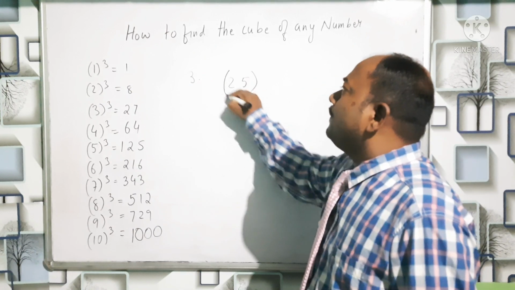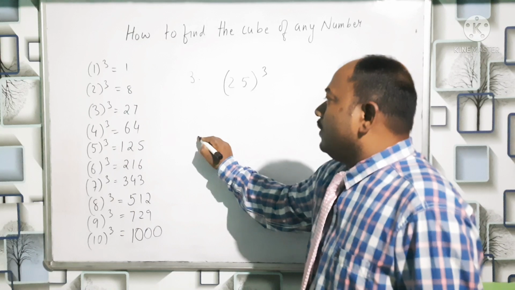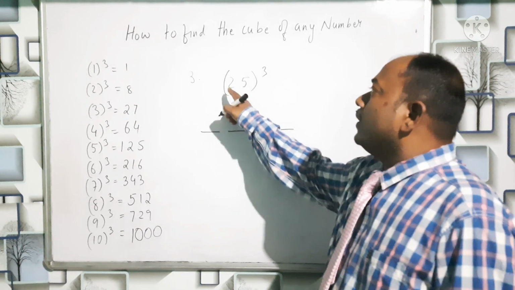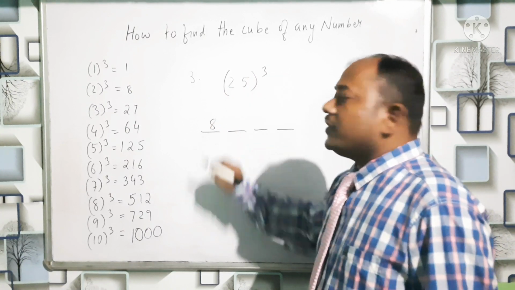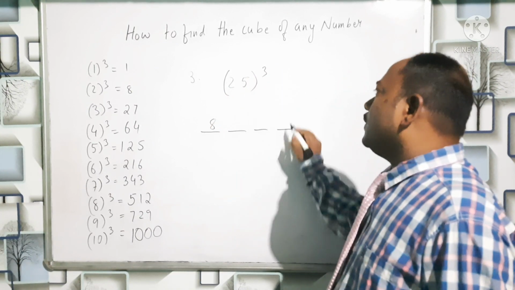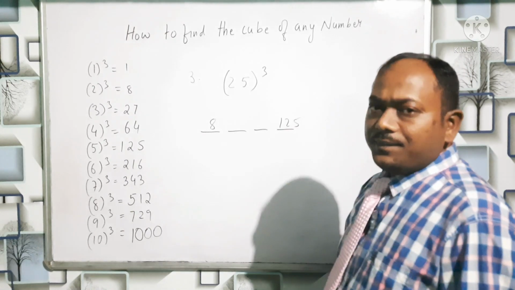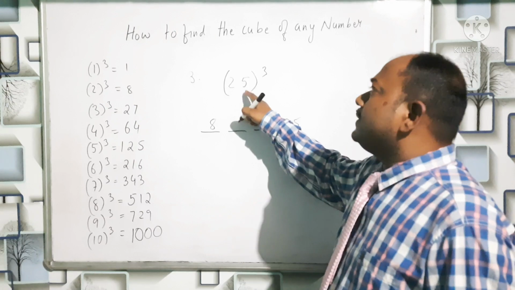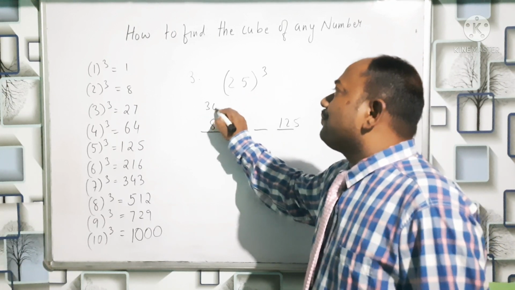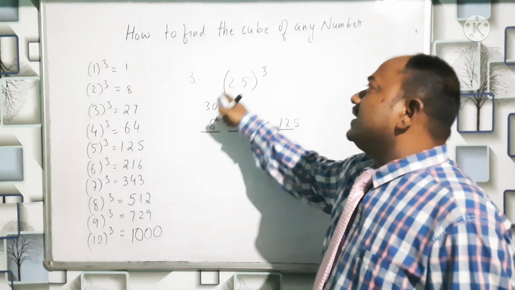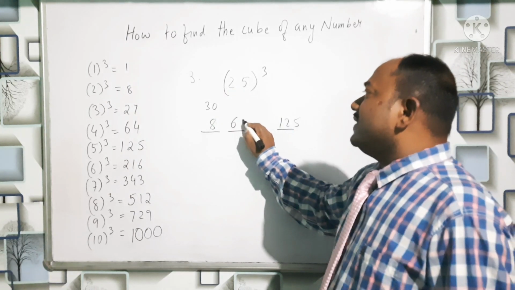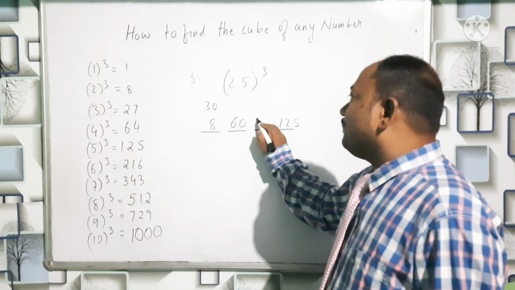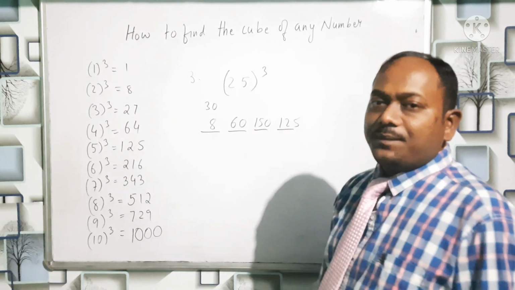Example 3. 25 whole cube. Give 4 dashes. 2 cube, 8, in the first part. 5 cube, 125, in the fourth part. And multiply 2, 5 and 3. 2 fives are 10, 10 threes are 30. Now multiply 30 into 2, that is 60, write in the second part. 30 into 5, 150, write in the third part.